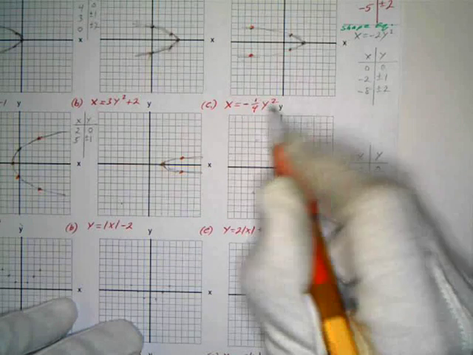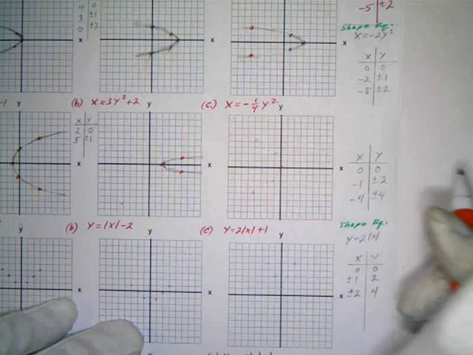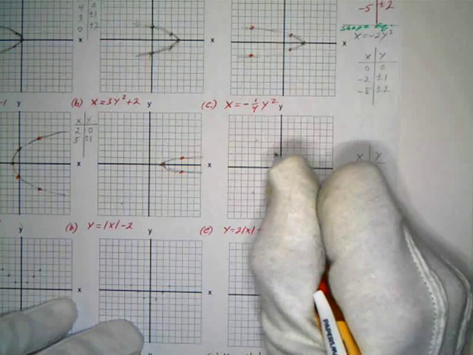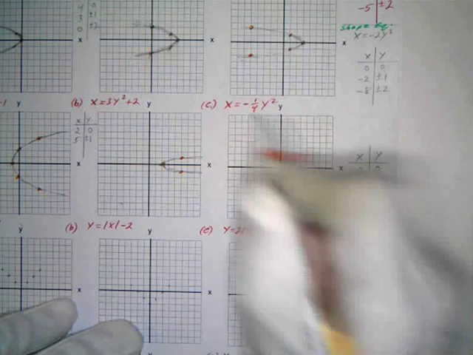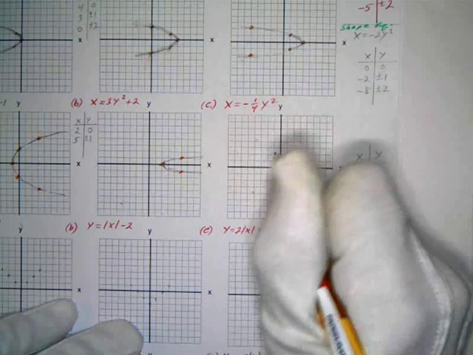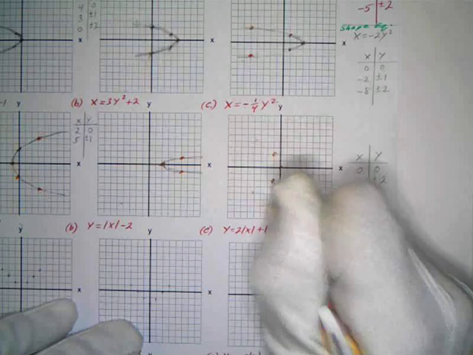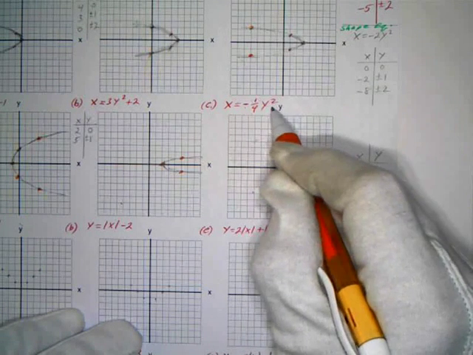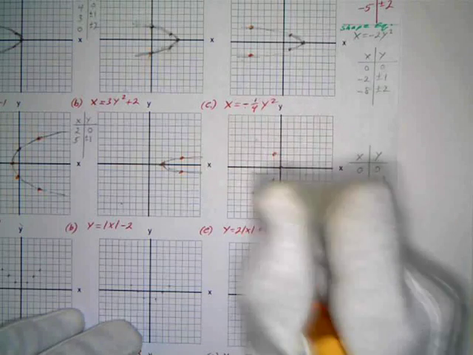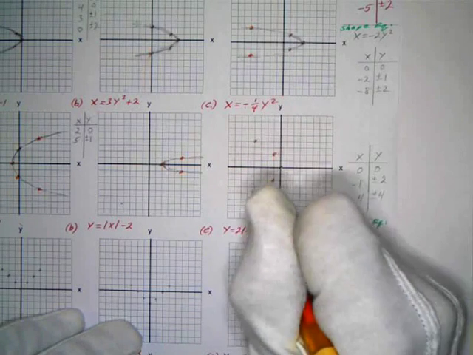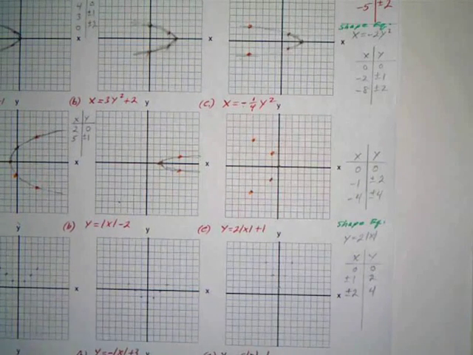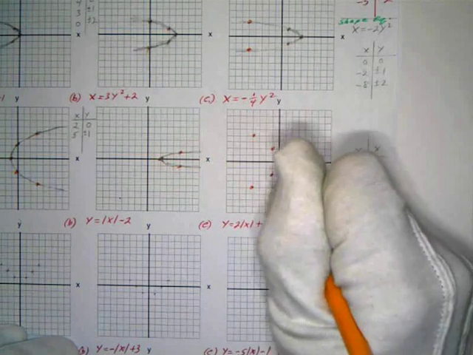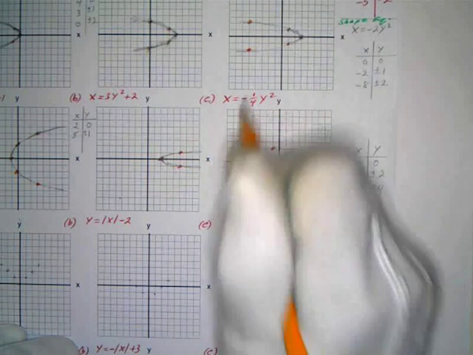When y is plus or minus 2, again, 2 squared is 4. A fourth of 4 is 1, so with a negative, x is negative 1. And then when y is plus or minus 4, 4 squared is 16. 1/4 of 16 is 4, negative 4, so x is negative 4. Plus or minus 4. So there you go. Again, a little flatter, and it's open to the left because it's negative.